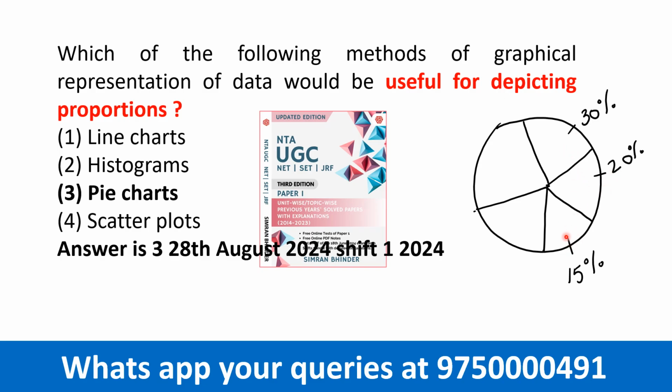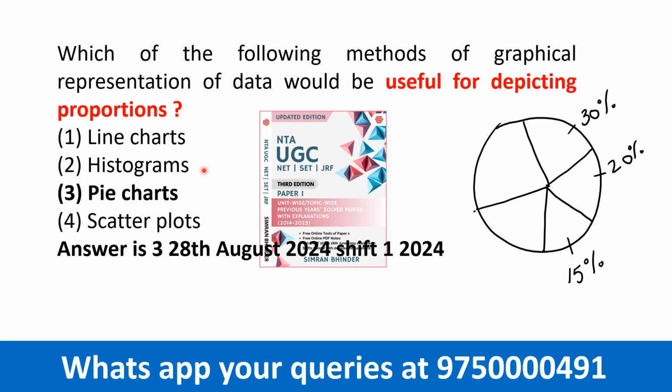Market share of company A is 15%, market share of company B is 20%, market share of company C is 30%. So these pies, these slices, they are depicting the proportions of a whole. So this is what? This is pie chart. You have to understand this. Then line charts, we have already discussed that they are used to display trends over time. These are the keywords. Histograms, they show the frequency distribution of data in continuous intervals.